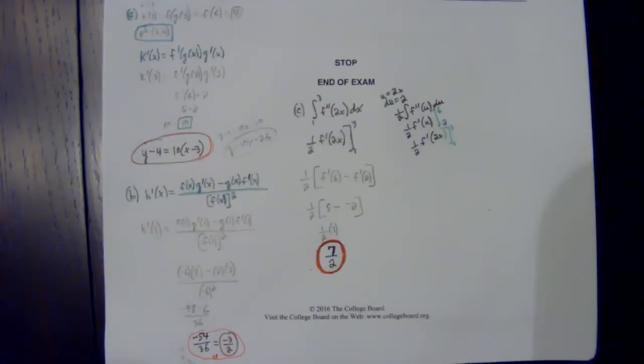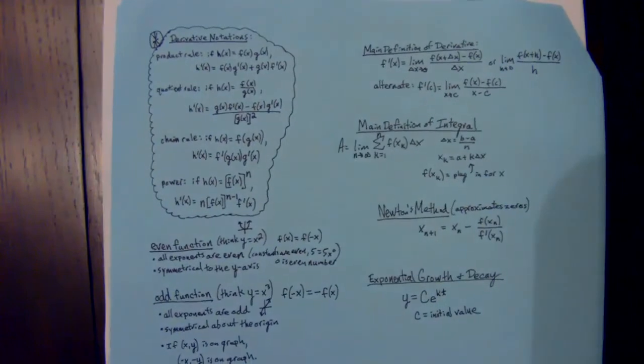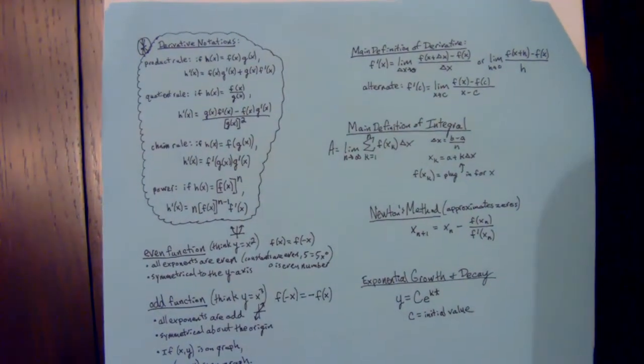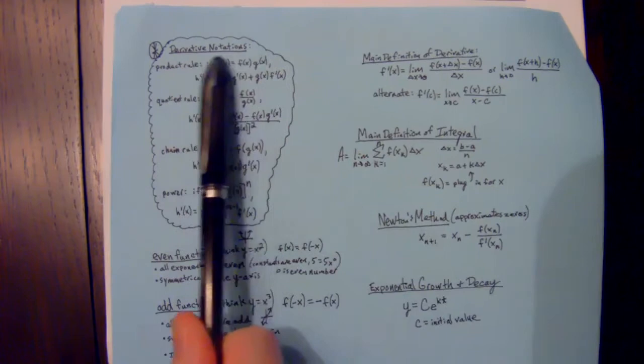This is a pretty important notation type problem. They like these on the multiple choice and the free response. Everything we need is in your blue packet. On the back side of the second page in your blue packet has all your derivative notations, right?